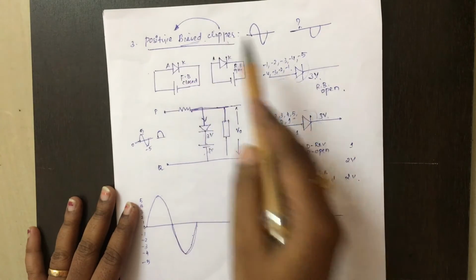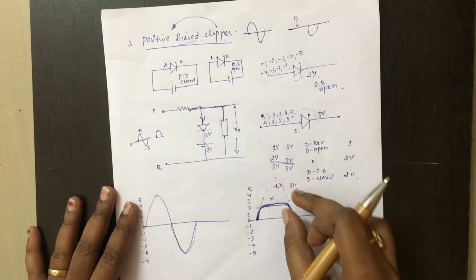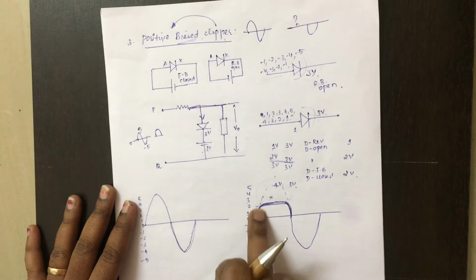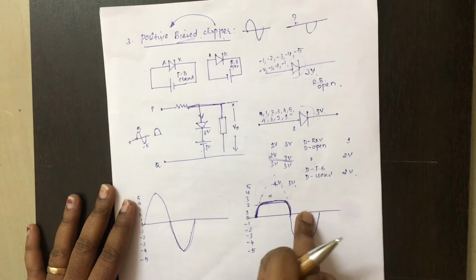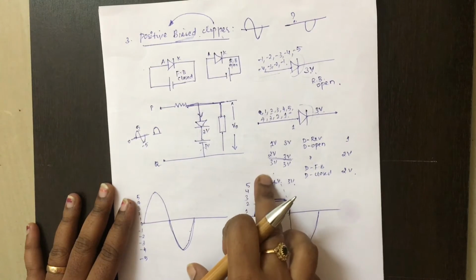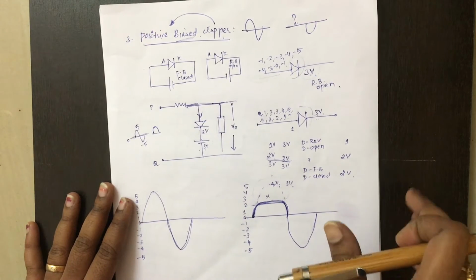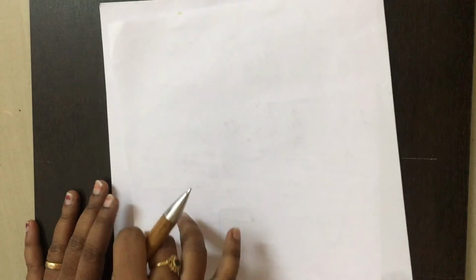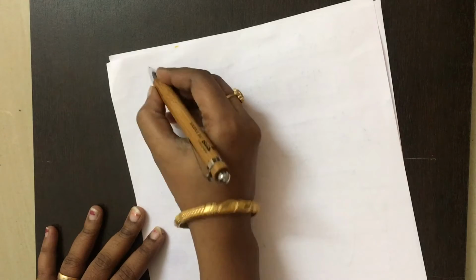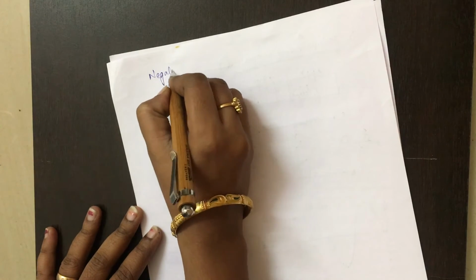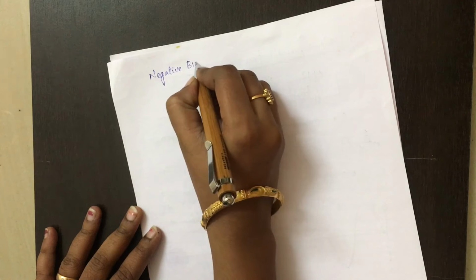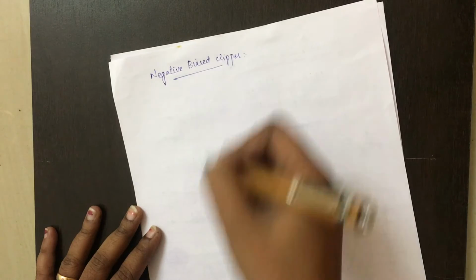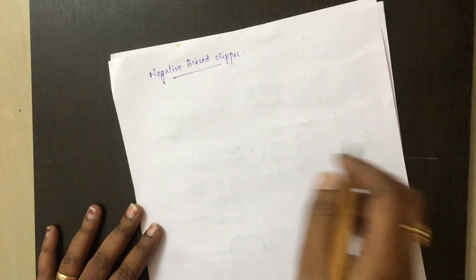For positive biased clipper, positive waveform is clipped but based on the voltage level you are applying here. Since positive 3 volt is applied, positive 3 voltage alone is applied as an output, and the rest of the input values are clipped. So this is all about positive biased clipper. Next is negative biased clipper. This also works on the same principle. You need to check the anode value, cathode value, and decide whether it is in forward bias or reverse bias. Then based on that, the output is sent.